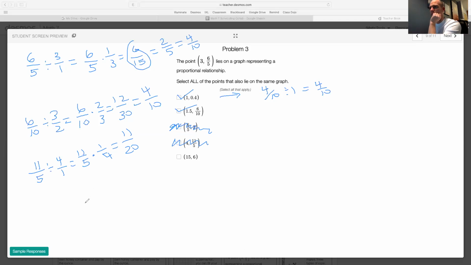And the last one is (6, 15). So I have to do 6 divided by 15. And look up here, I already had this fraction. In the very first thing, 6/15 simplified to 4/10. So I know this is going to simplify to 4/10. So I would select that one.